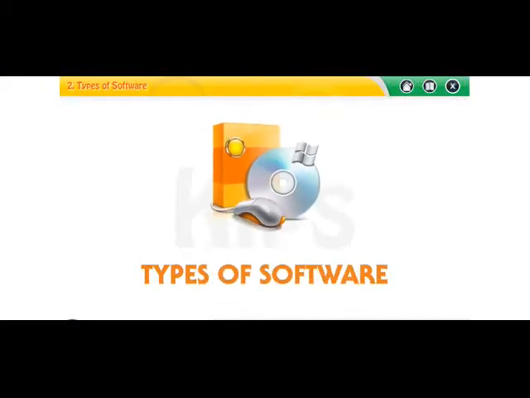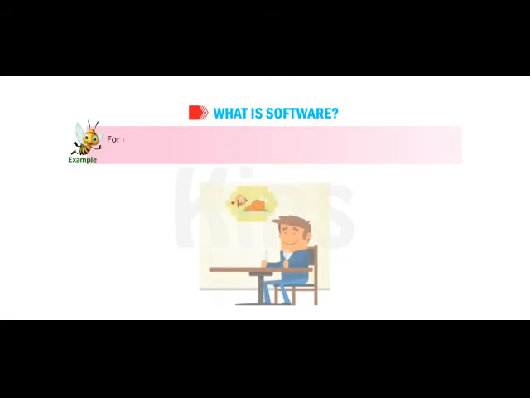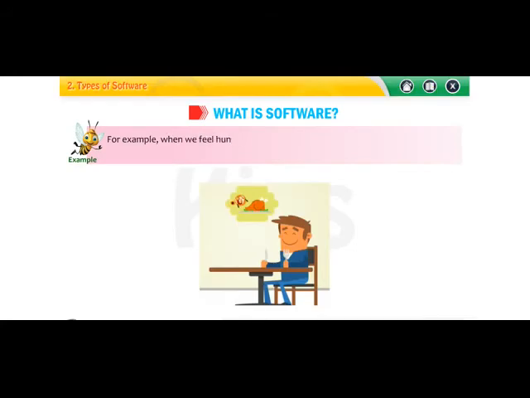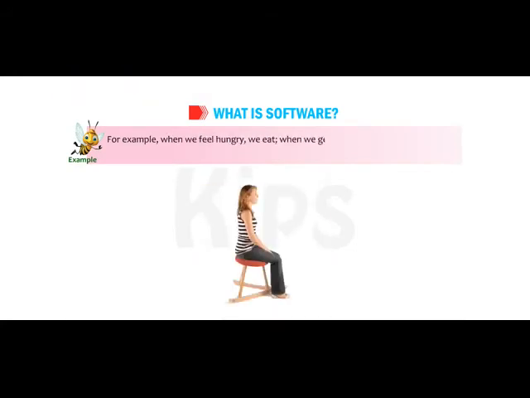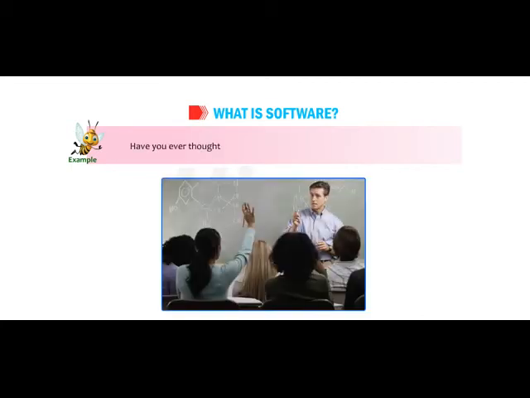Students, let us learn about the types of software. First of all, what is software? As human beings, we all know how to perform our day-to-day activities and how to react in certain situations. For example, when we feel hungry, we eat. When we get tired of walking, we sit down. When we touch something extremely hot, we immediately remove our hand.